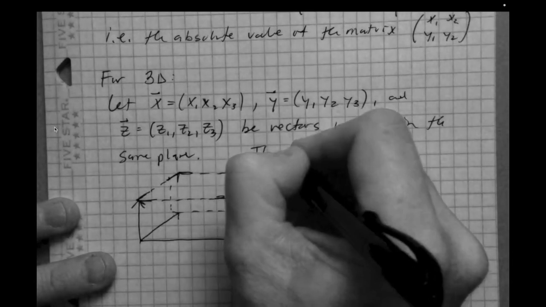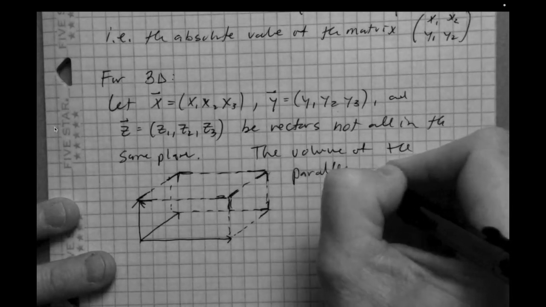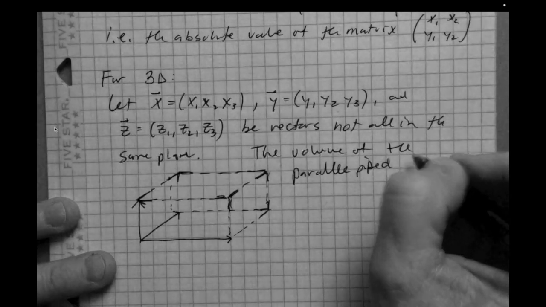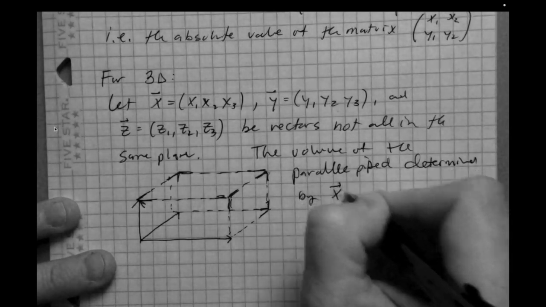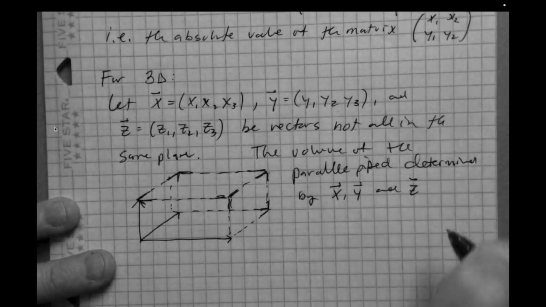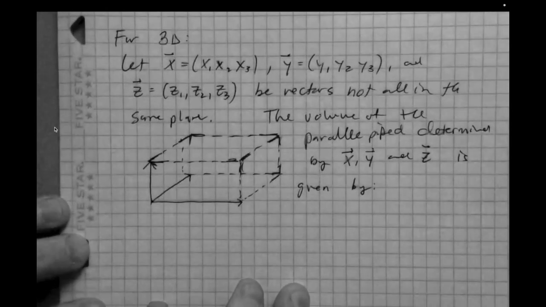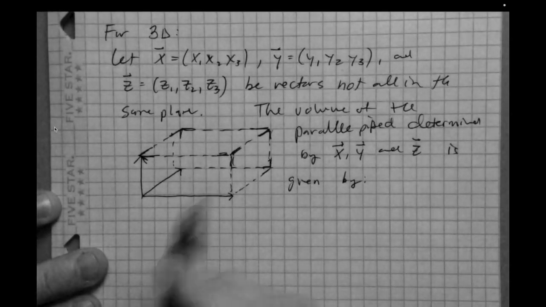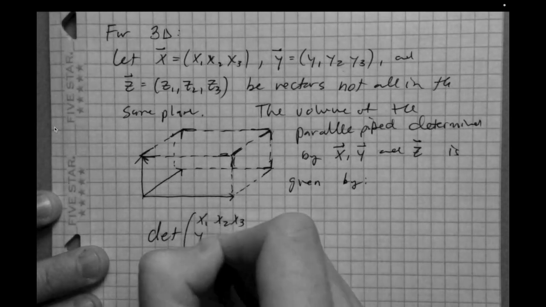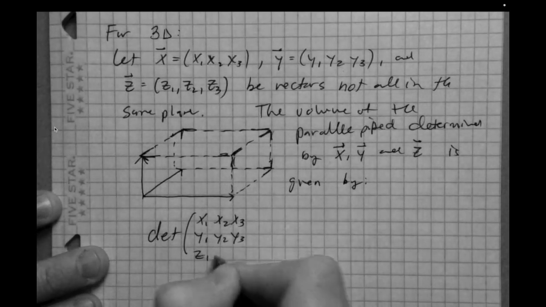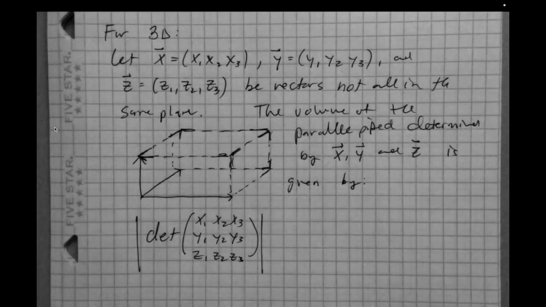And so what we can say here is that the volume of the parallelepiped determined by x, y, and z is given by, again, the determinant, this time of a 3x3 matrix. So it's going to be the determinant of x1, x2, x3, y1, y2, y3, z1, z2, z3. So that's the determinant, and then we want the absolute value of the determinant.